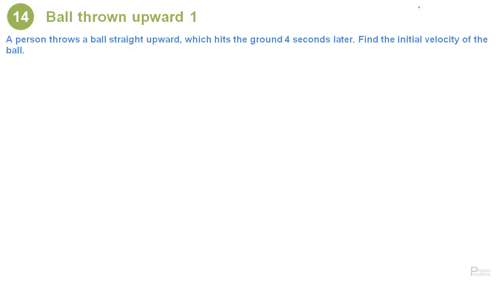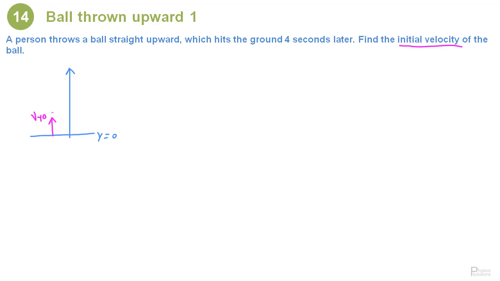A person throws a ball straight upward, which hits the ground 4 seconds later. Find the initial velocity of the ball. We start by drawing our coordinates. Our y-axis is pointing up. Down here we have the ground, which corresponds to y equals 0. The ball is thrown upward with some velocity v y0, which is the quantity we need to find, and the only thing we know is the time.